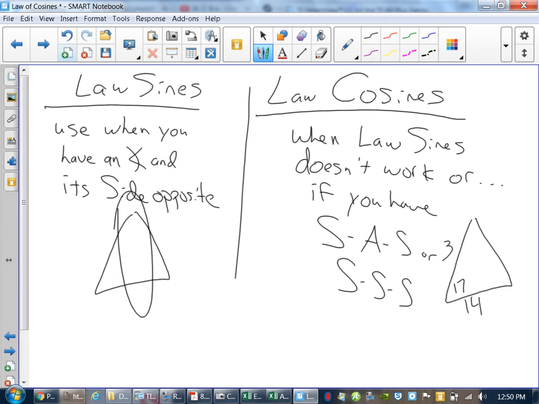What's this equation for? It's called the law of cosines. And like I said, it just takes a little bit of getting used to.